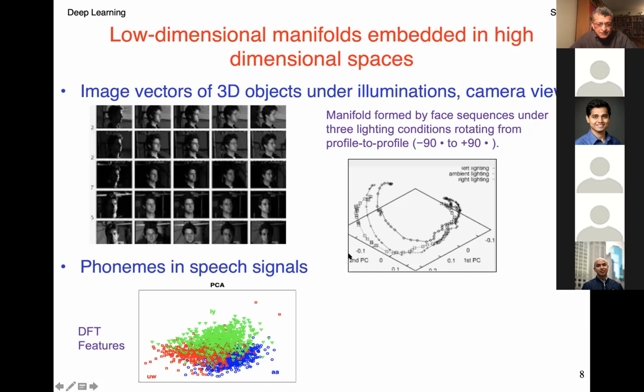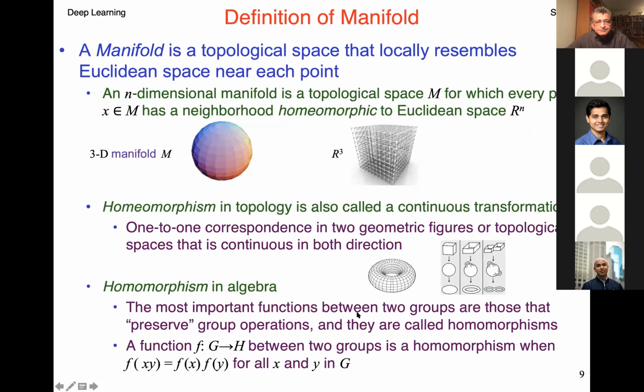that they exist on. Similarly, phonemes in speech signals, you're again using principal components analysis and using what are called discrete Fourier transform features. And they find that the points for speech signals lie on different manifolds here in a low dimensional space. All right, so there is so much about manifolds.